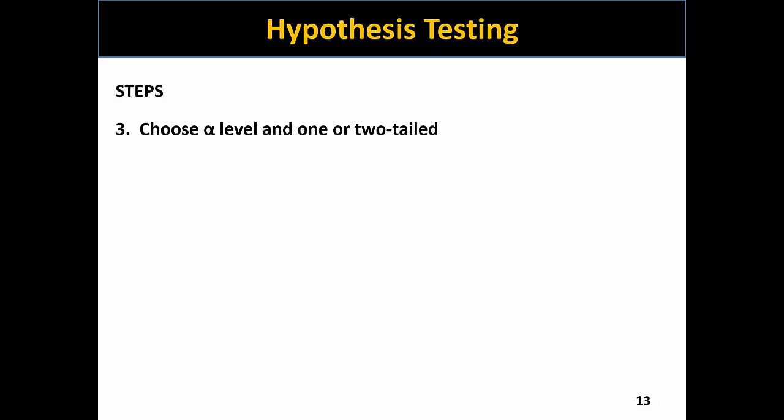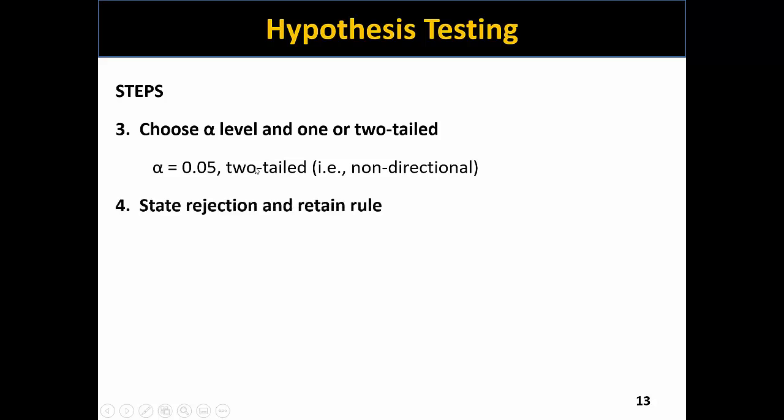And because the consequences of a type 1 error in this case is not considered to be very catastrophic, we would just go with the 5%, the standard 5%. And because we don't know whether the participants would rate a value greater than 2 or less than 2, we would just go with the non-directional approach and a 2-tailed level for the alpha, or for the type 1 error rate. We then state the rejection and the retain rule.